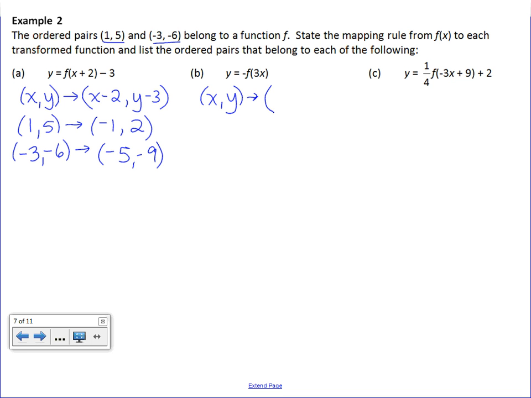Is it 3x or x over 3? Good. Okay. And so the y value is affected by the a value, and I get -y.